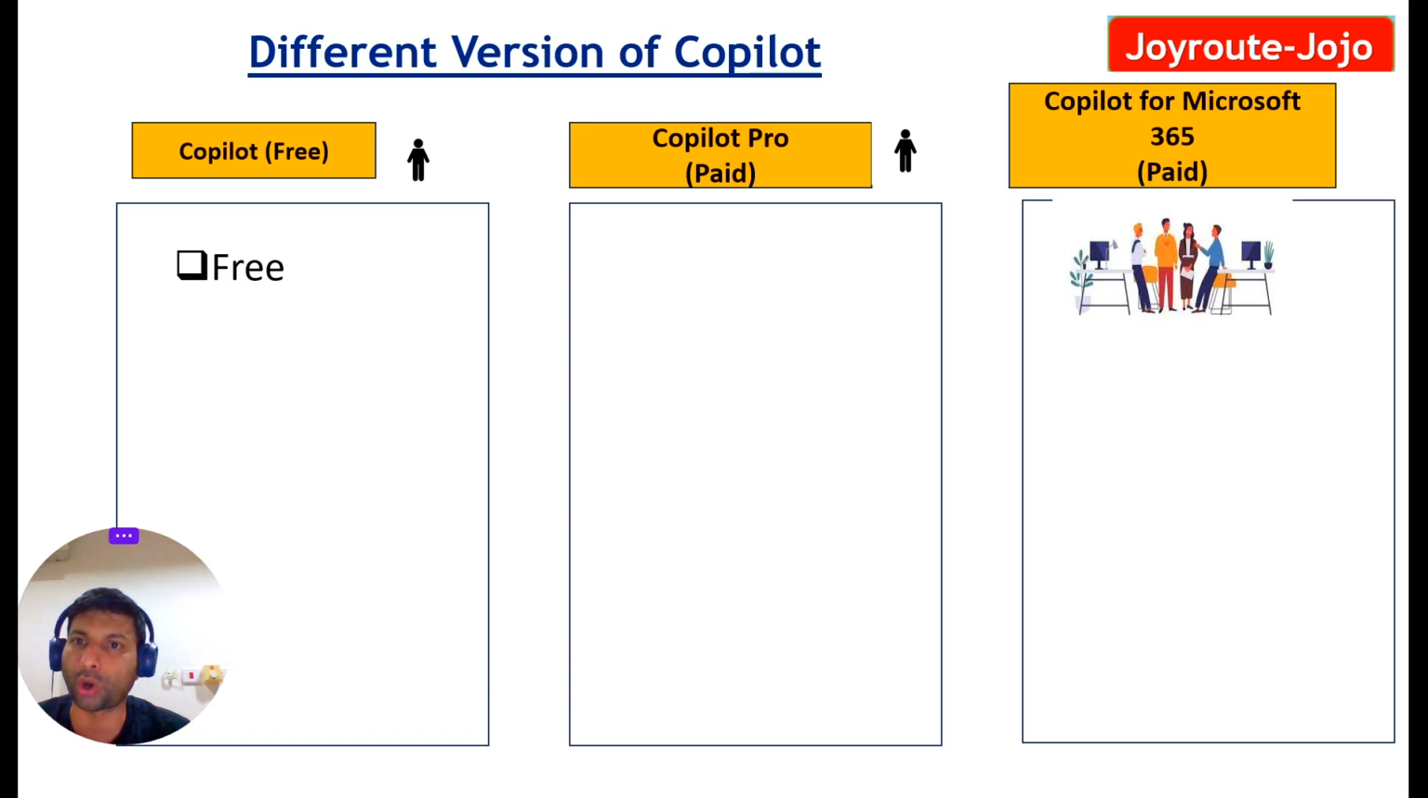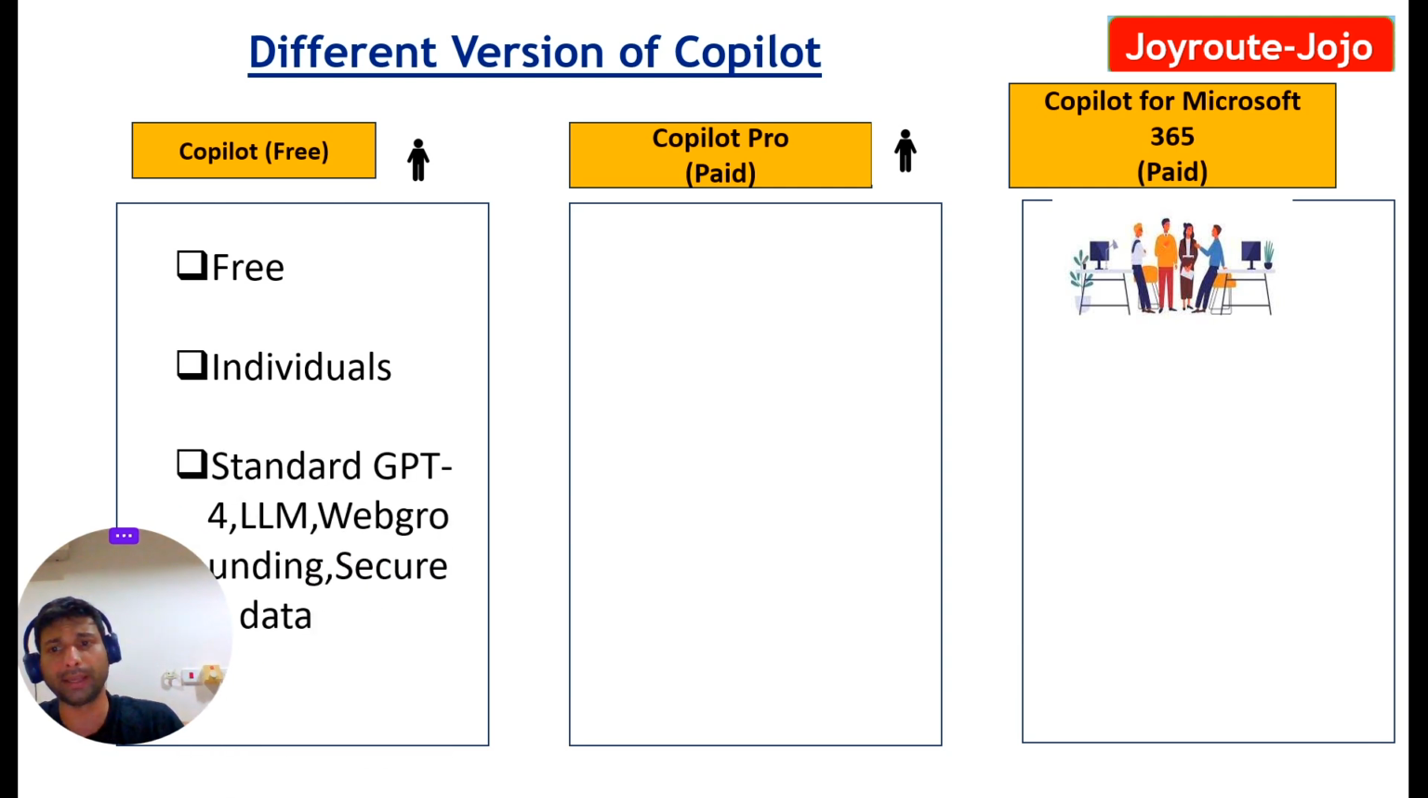Firstly, Microsoft has something called Copilot, which is a free service. It used to be called Bing Chat. The idea here is you get access to a really good chatbot in Windows and in Edge. It's free and it is meant for individuals. It actually uses the standard GPT-4 model. This is the same model that ChatGPT uses.